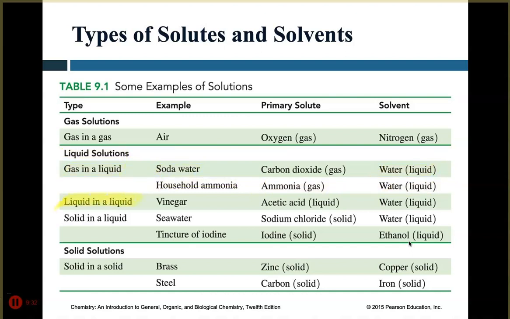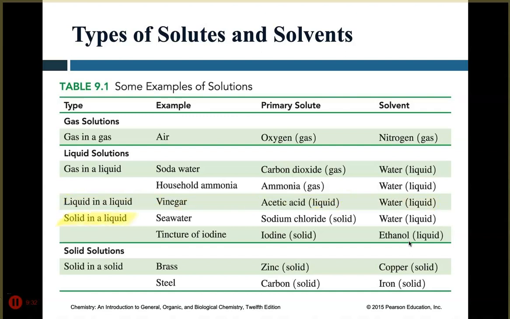We can also have a liquid-liquid mixture. So vinegar would be an example of a liquid-liquid mixture. Again, the primary solvent is going to be water because the major component is water, but acetic acid is going to be the minor component, and that's what gives that little kick to vinegar because you're actually drinking acid. But a very, very small concentration.